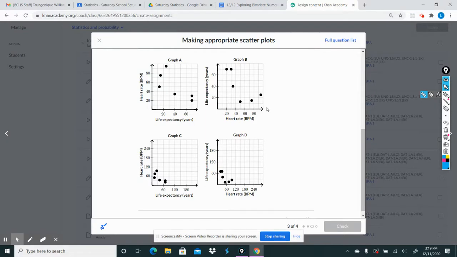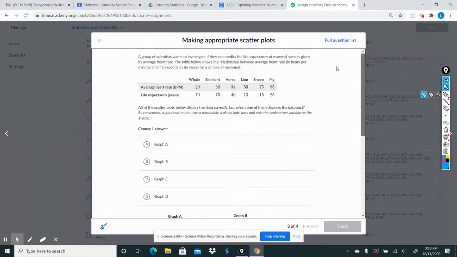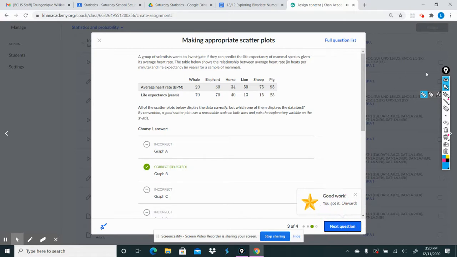would be graph B because it shows the best and correct scatter plot given and created. So graph B. And that's how you would make an appropriate scatter plot.